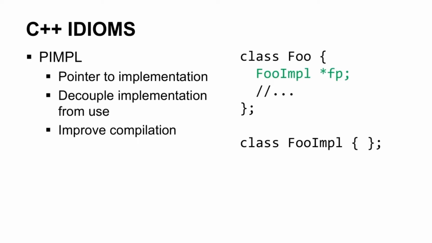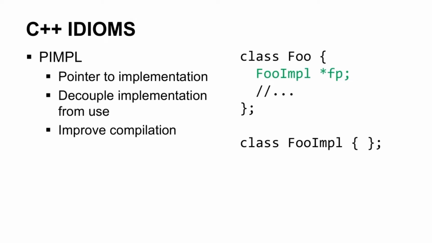PIMPL, or Pointer to Implementation, is an idiom that helps minimize dependencies on class implementation. In C++, private data members of a class are a part of its object representation, so they affect size and layout. And private member functions also take part in overload resolution. This means that any changes to private members will require recompilation by all users of that class. Moving implementation details out into another class can break the compile time dependency on implementation.